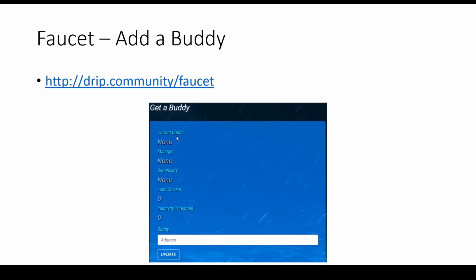So the first step to depositing or staking on the Faucet contract is to add a buddy. So again, here's the website, drip.community, this time /Faucet. The very first thing to do on this page when you're brand new is you need to get a buddy. So you copy and paste my address down below, or whoever invited you to Drip, you paste their address right here into the buddy address.